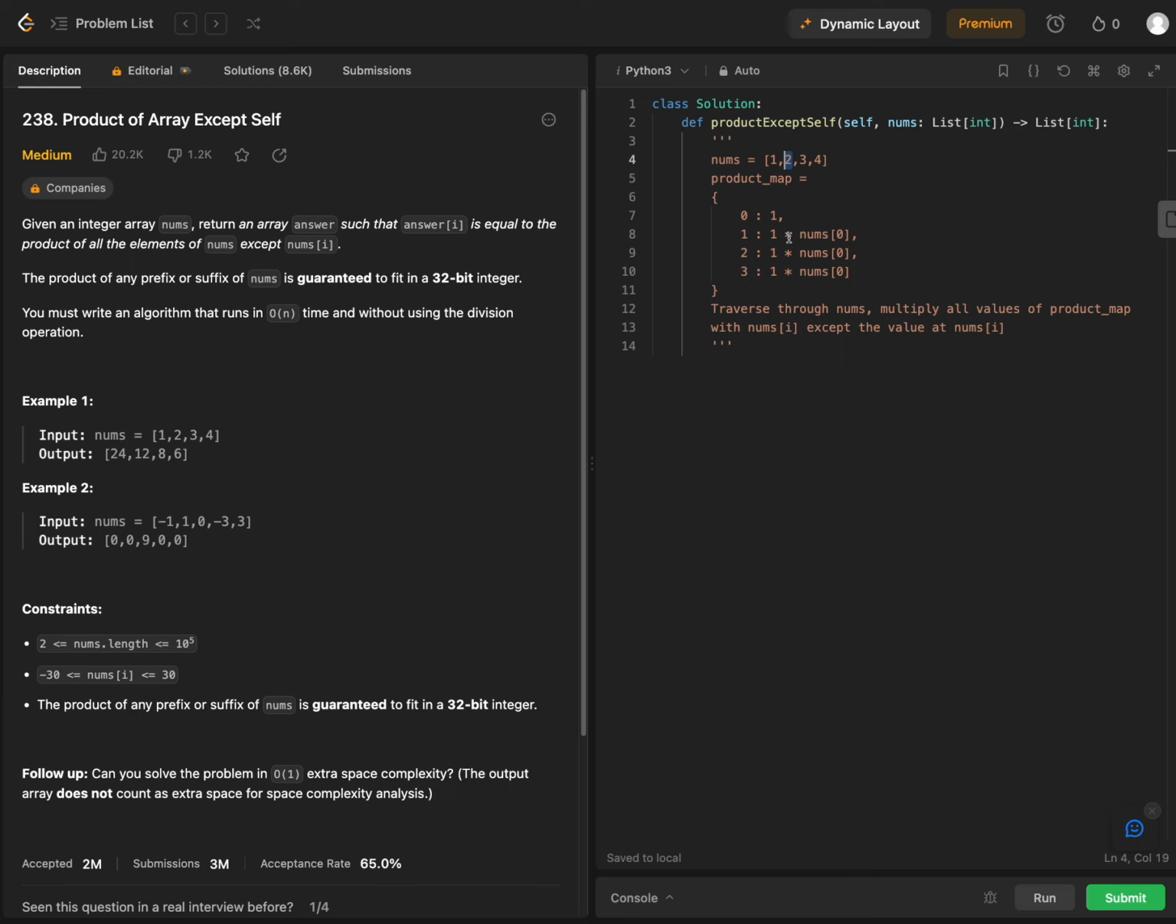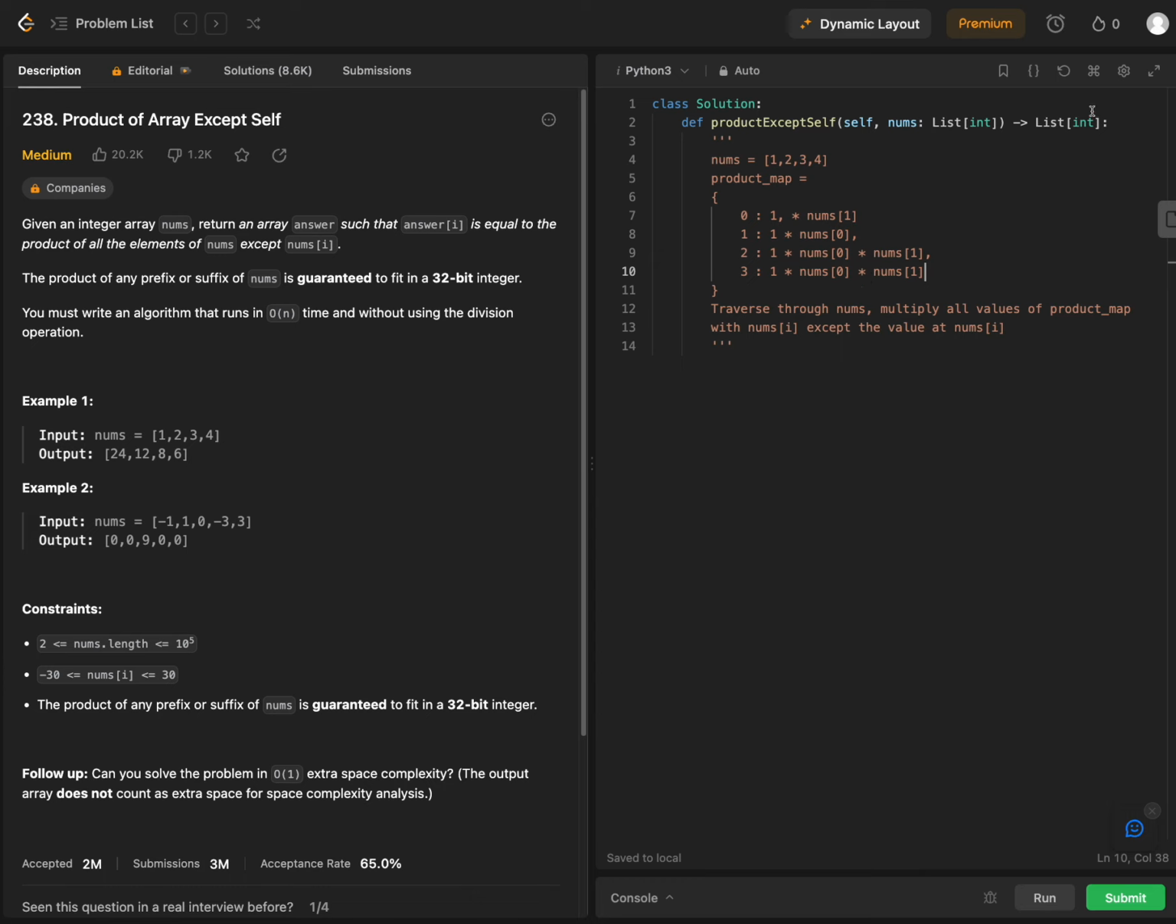So again, you go through the entire array and then you look at it and then you multiply it by nums[1], right? And then you multiply everything here except for nums[1] itself by nums[1]. Okay, so this essentially is the basic idea.